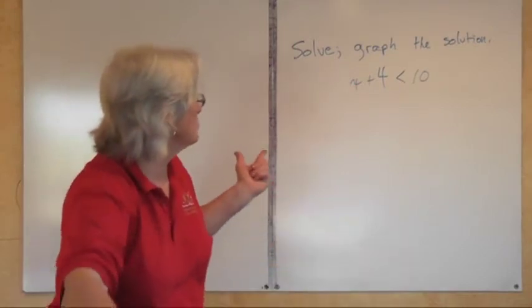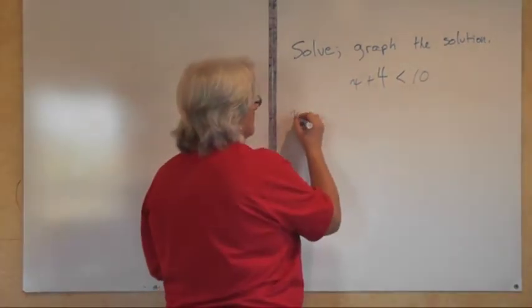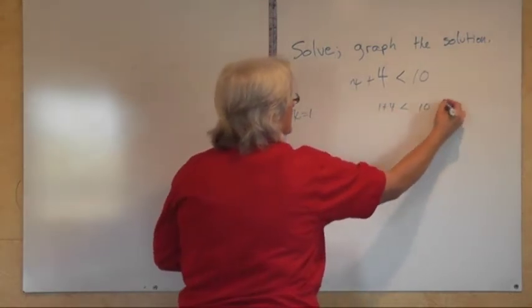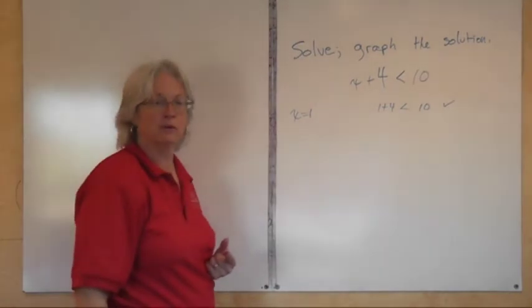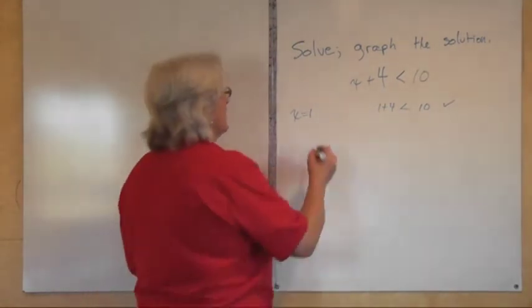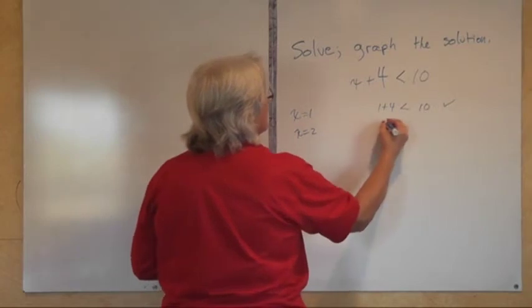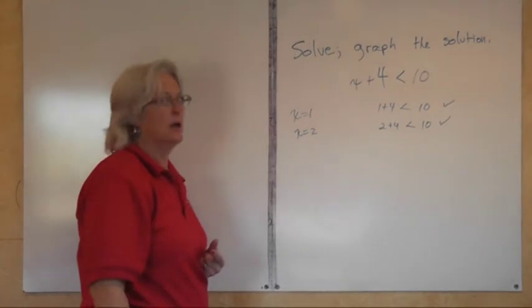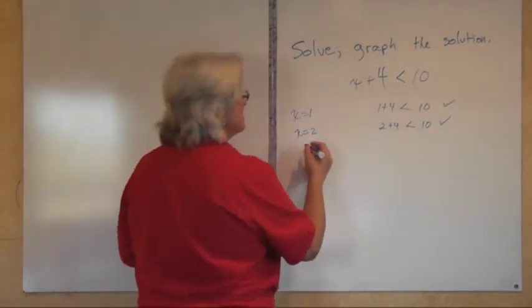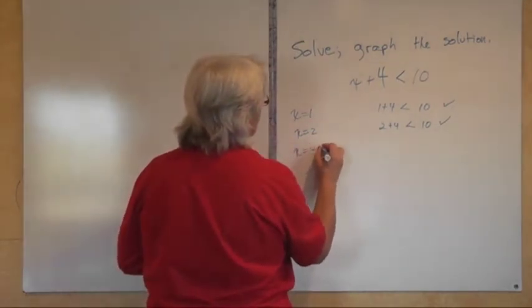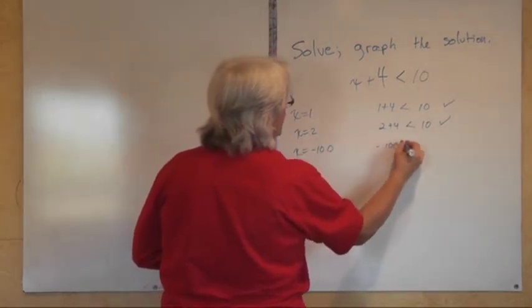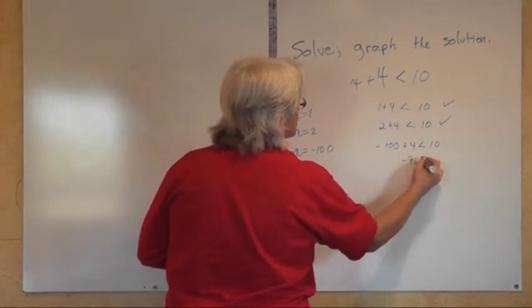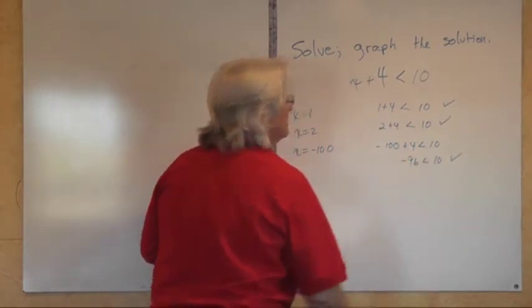Well, what happens if x is 1? Well, 1 plus 4 is less than 10. That's true, isn't it? What about if x is equal to 2? 2 plus 4, that's less than 10. Well, what if x is negative 100? You have negative 100 plus 4. Is that less than 10? Well, negative 96 is certainly less than 10.